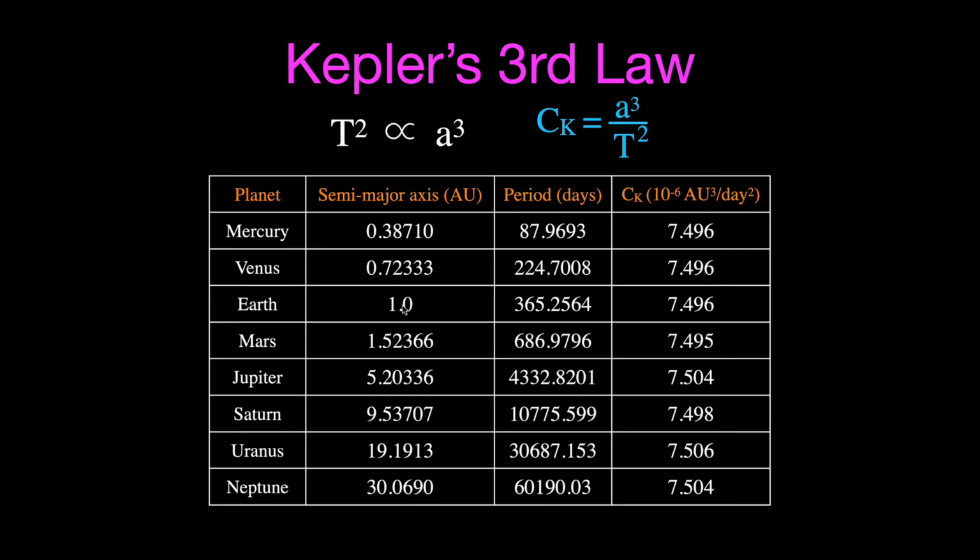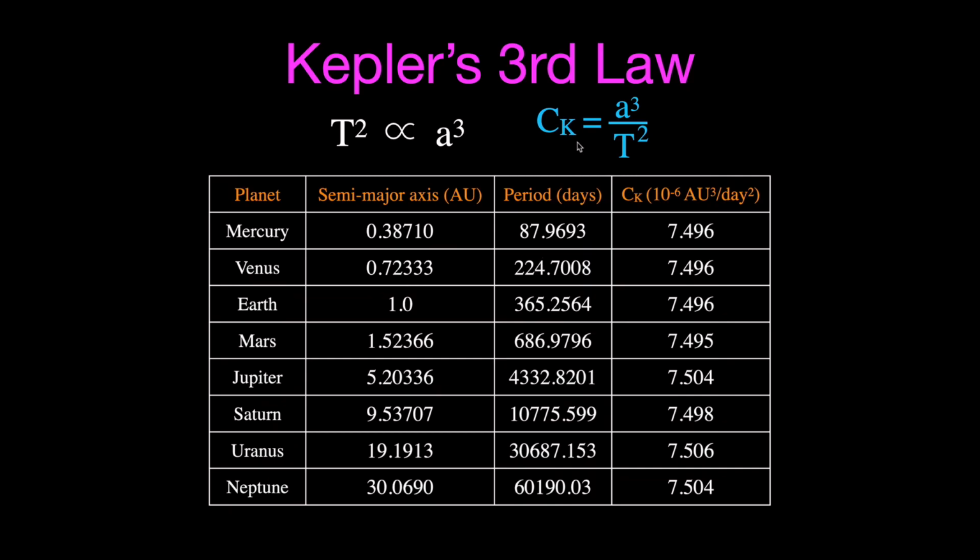That's 1 astronomical unit. Mercury and Venus are closer to the sun than the earth, so they're less than 1 astronomical unit away from the sun. And the other planets, Mars through Neptune, are farther away than the earth. They're farther away than 1 astronomical unit, and that's why these values are greater than 1. So Kepler used the length of the semi-major axis in astronomical units, AUs. He used the period in days. Once again, you could use seconds or hours or something else, but he used astronomical units and days.